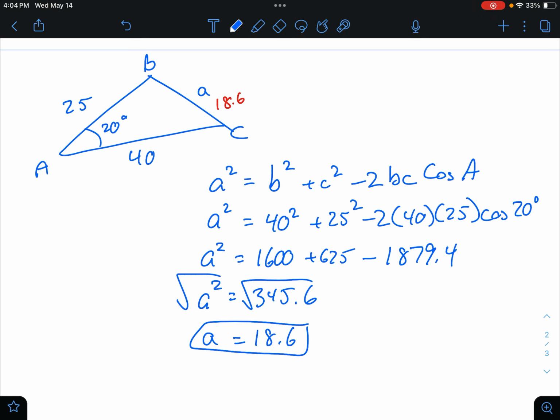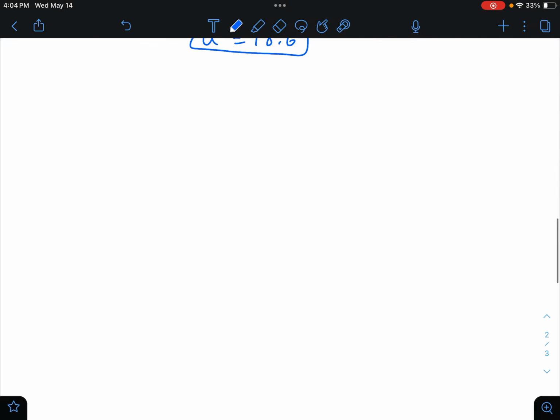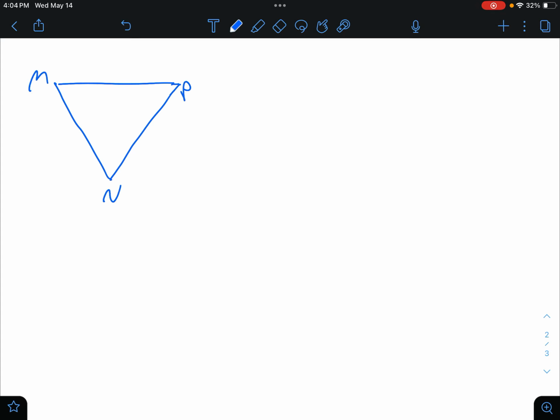Now imagine we're given a scenario where we've got to find an angle. The angles are a little bit more tricky, so let me show you how that will look. Okay, so here's example number 2. And draw this thing out. It's not an accurate drawing. Okay, I'm going to call this M, N, P. Let's call this 5, 7, and 9.